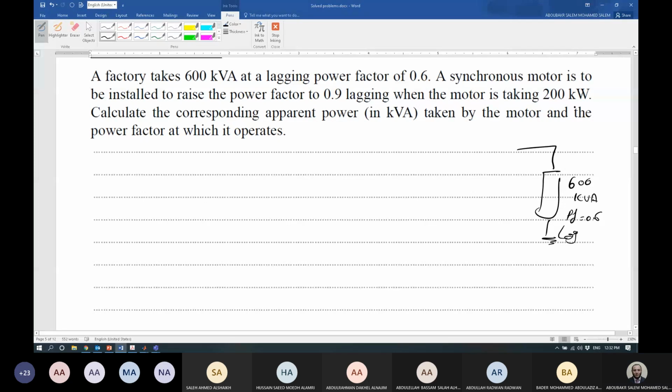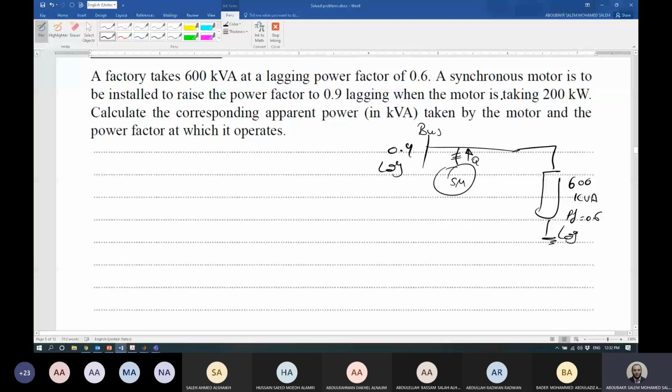Then a synchronous motor is to be installed to raise the power factor to 0.9. So here, this is our bus bar of the factory. Okay, this is our bus, and it's desired to add here a synchronous motor. Why do we add a synchronous motor here? To deliver some reactive power in order to compensate the power factor. So after adding the synchronous motor, the overall power factor is 0.9. So we now have 0.9 power factor lagging after adding the synchronous motor.